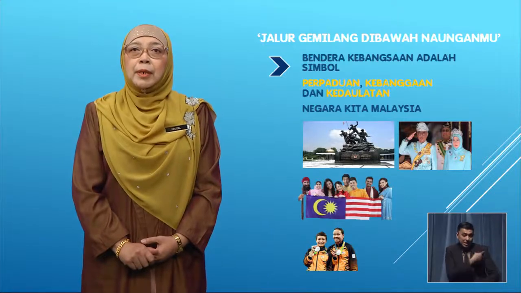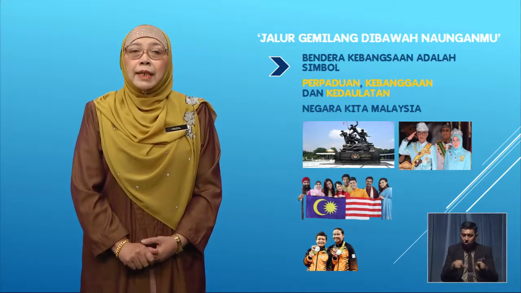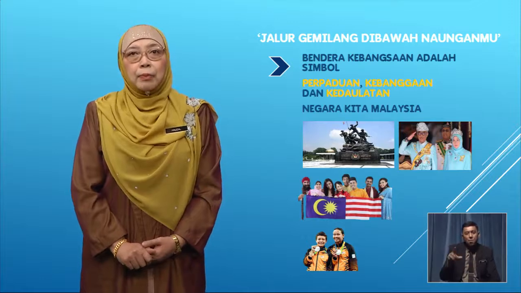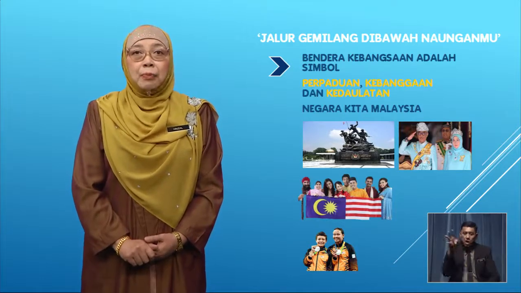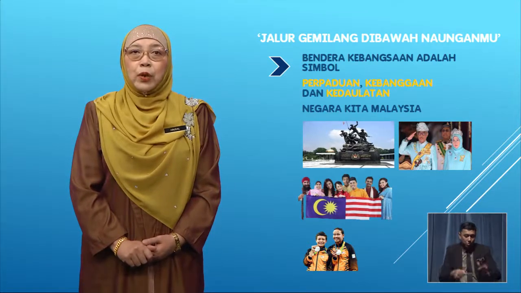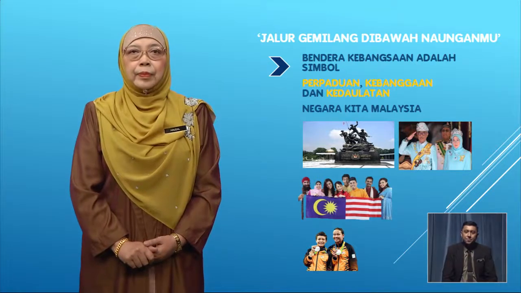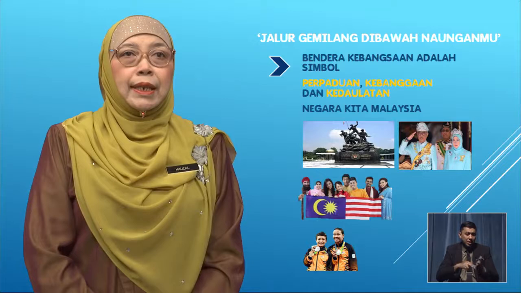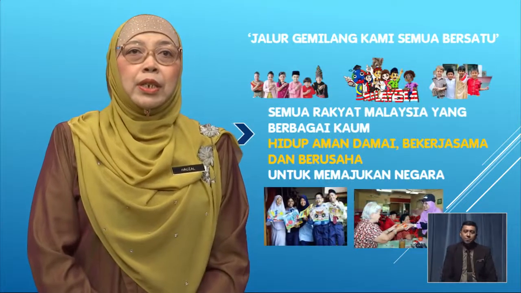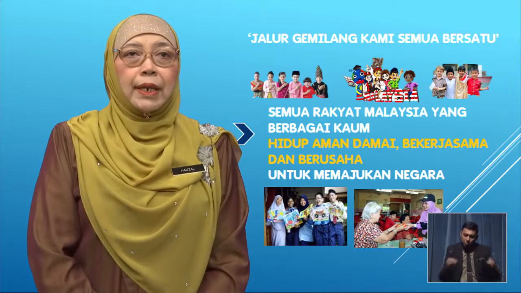Setelah kita bersama-sama menyanyi dan menonton klip video itu tadi, mari kita bincang bersama-sama maksud yang terkandung dalam lagu Jalur Gemilang. Baiklah murid-murid, apakah yang dimaksudkan dengan jalur gemilang di bawah naunganmu? Bendera kebangsaan adalah simbol perpaduan, kebanggaan dan kedaulatan negara kita Malaysia. Seterusnya, apakah yang dimaksudkan dengan jalur gemilang kami semua bersatu? Semua rakyat Malaysia yang berbagai kaum hidup aman, damai, bekerjasama dan berusaha untuk memajukan negara.